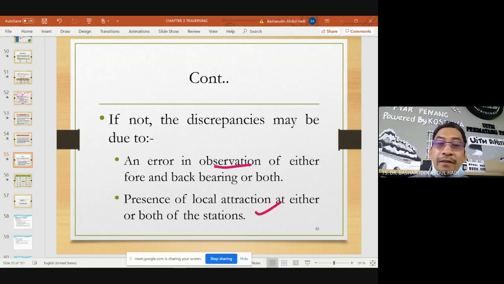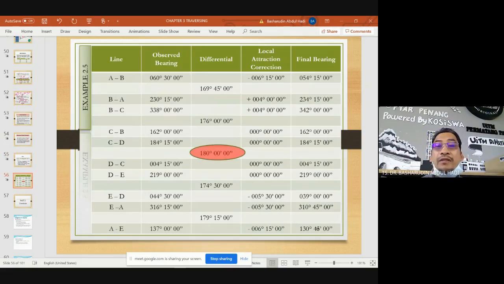Presence of local attraction at either or both of the stations. Local attraction means that you have many things affecting the reading; later we will discuss it. Okay, look at this one. This is what we call the observed bearing. For AB and BA, it should be 180 degrees, but here it is 169 degrees 45 minutes.